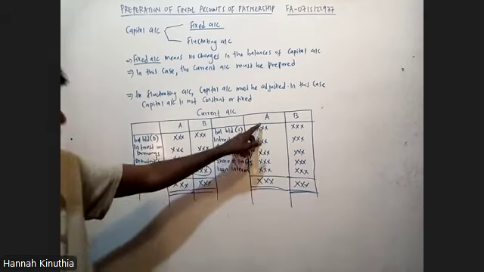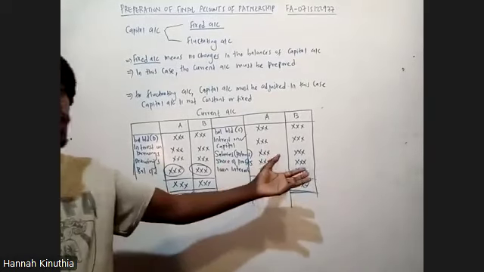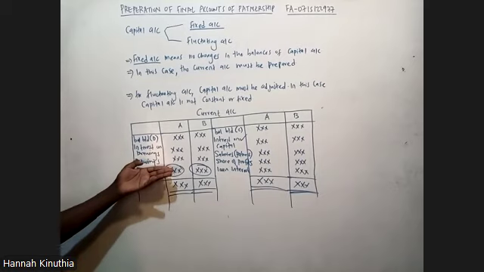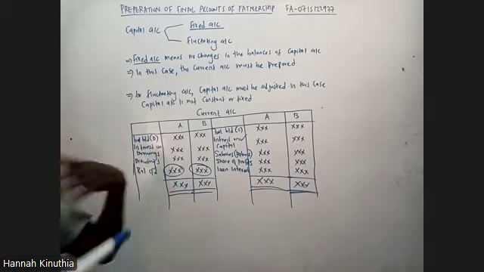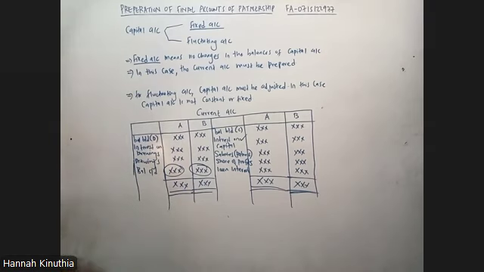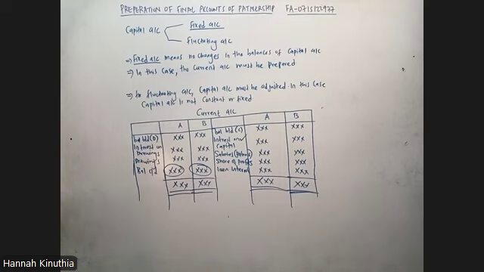Na ndio hiyo ukiadd hizi zote hapa chini, hii total is the total amount this person amecontribute to the partnership. Then tutoe yenye walitoa. So what is remaining is what they shall be paid if they were to dissolve the partnership today. Now, share of profit. How do you get this share of profit? Let me show you how to get the share of profit.